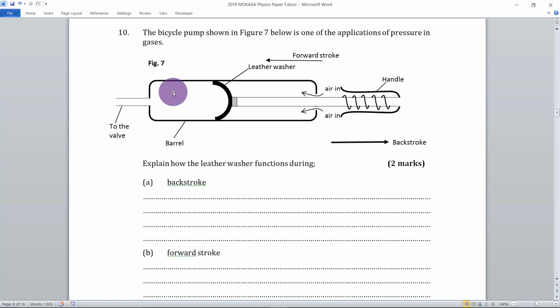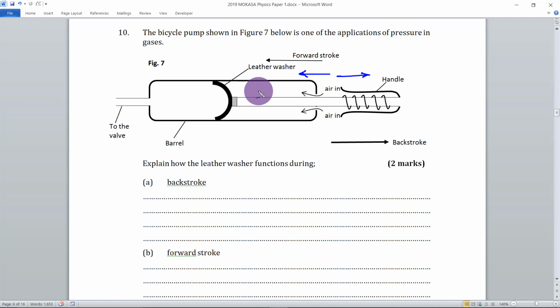So let's see. Of course, you can see that the diagram over here is very neat. The backstroke occurs when we pull the handle. That's the backstroke. And the forward stroke is when we push the handle into this barrel. And over here, of course, we can see we have air at atmospheric pressure, because you can see this part of the barrel is open and it allows air to move either in or out. But over here, because this one is fixed onto the valve which is connected to the tubing of the tire, it means that the air inside here can be compressed, or we can make it expand.